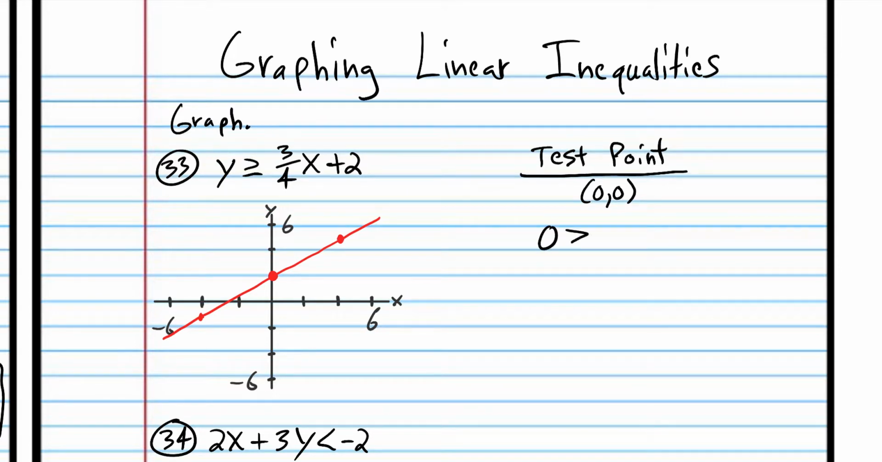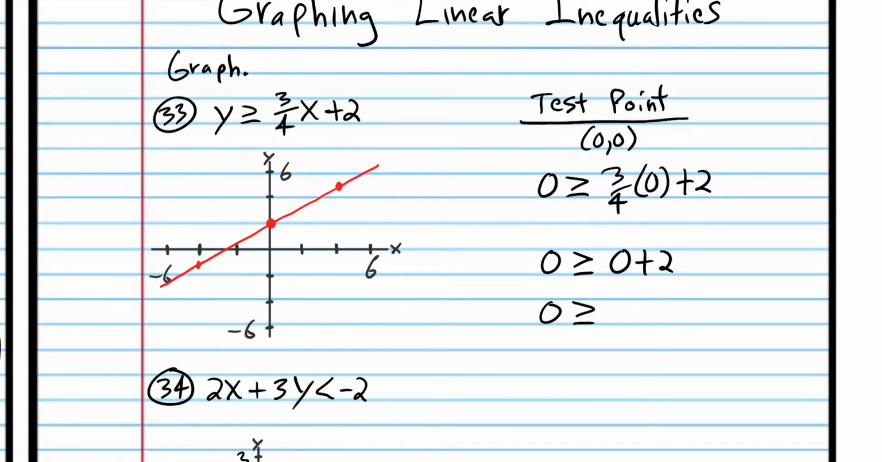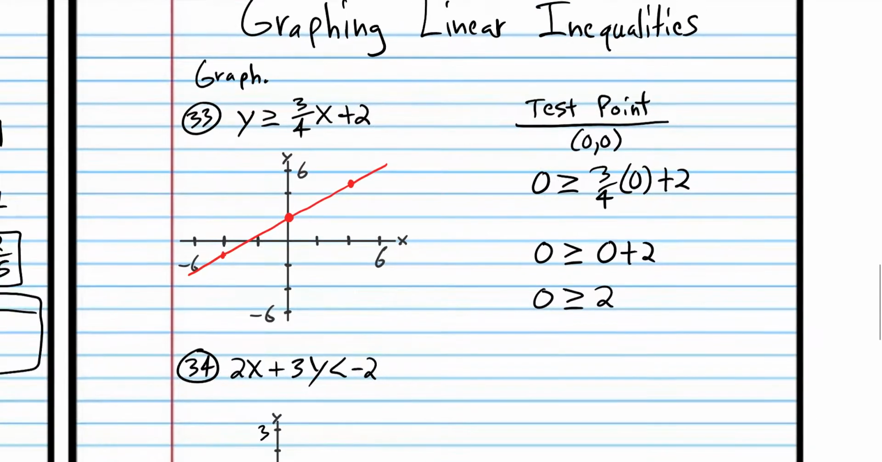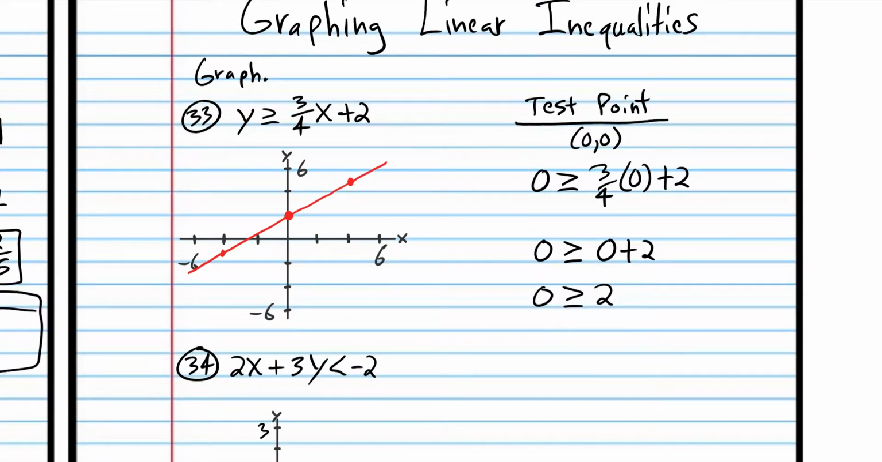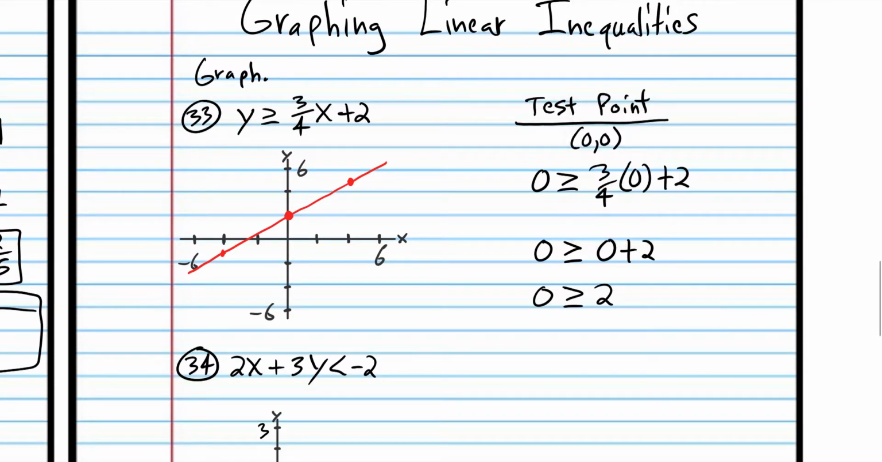So 0 is greater than or equal to 3/4 times 0 plus 2. So I just plugged in 0 for x and 0 for y because that's the point we're using, 0, 0. So now we have 0 is greater than or equal to 0 times 3/4 is 0. And then we simplify and we get 0 is greater than or equal to 2. And the big question is, is this true? And the obvious answer is no, this is not true. So let me get a big old red mark there, and we can do like a cross and say no, it's not true.